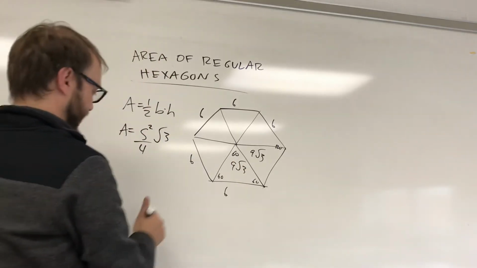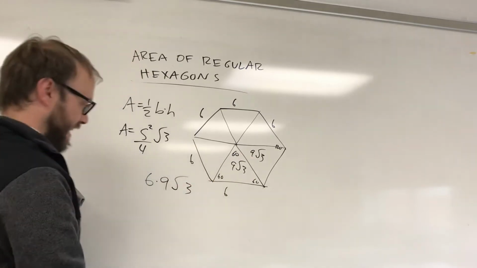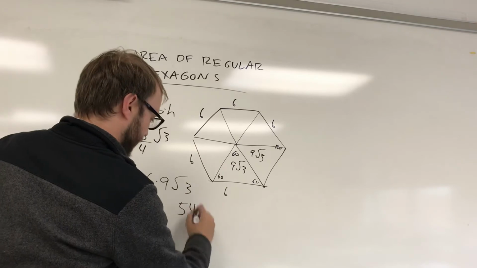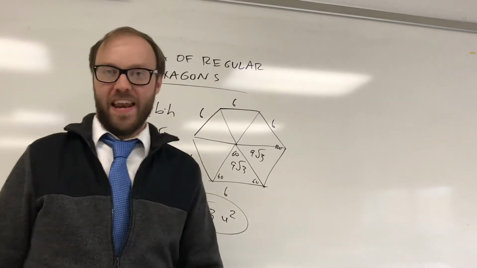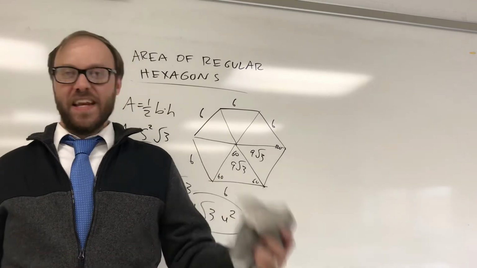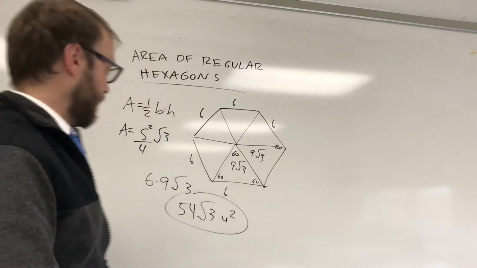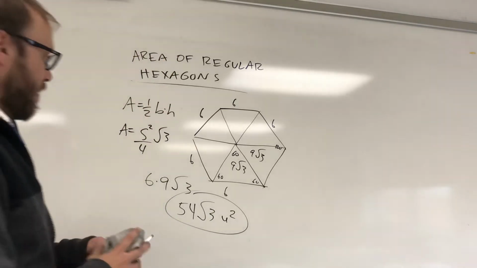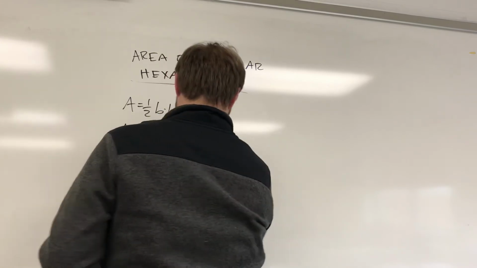We have 6 triangles with areas of 9 radical 3. 6 times 9 is 54. 54 radical 3 square units would be the area of that hexagon. Really nice, works out very well, not a big deal. Just to try one more here. The numbers are a little bit nicer if you have whole number values.